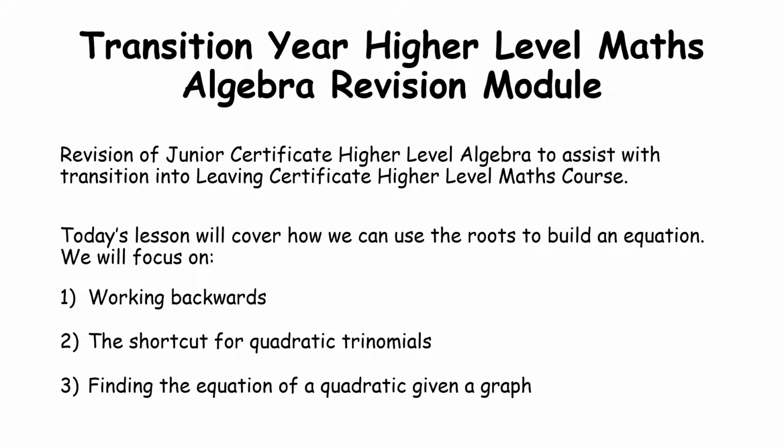We're going to work backwards through factorization. We're going to use a shortcut that's specific for quadratic trinomials, and we're going to find the equation of a quadratic given its graph.